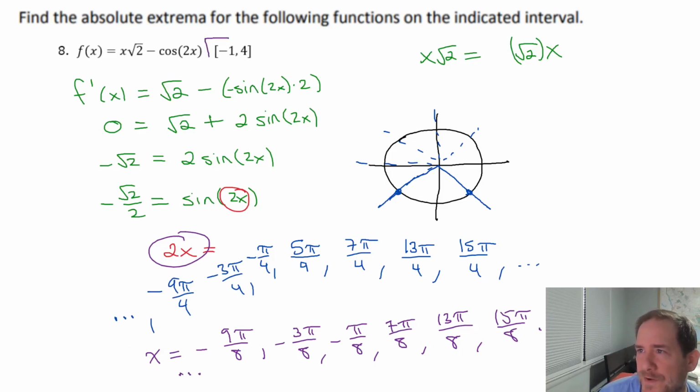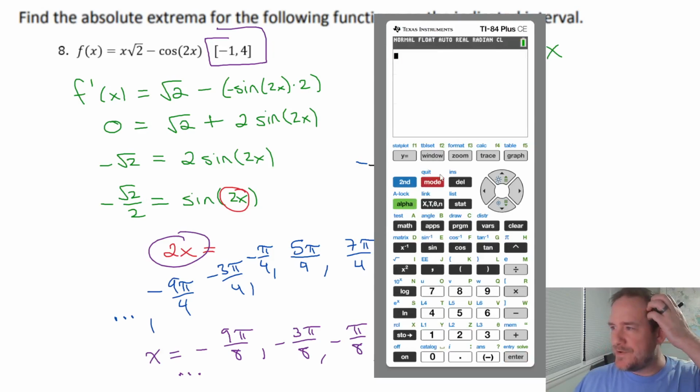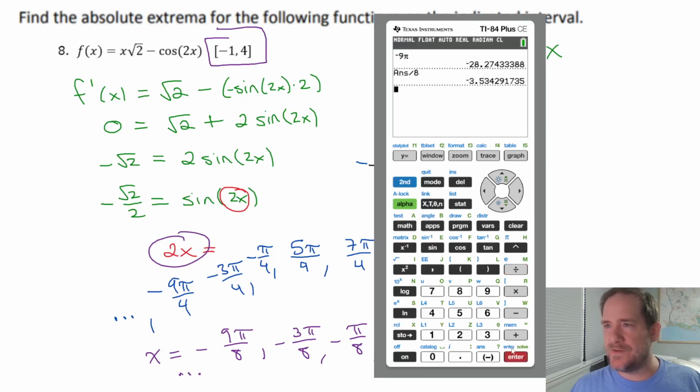Now I only want the ones that live between 1 and 4, right? And so where would that be? Well, this is 3 divided by 8. That's definitely less than 1. Well, greater than -1 technically. But use your calculator. We can just look and see where these guys fall. So -9 pi divided by 8. Hopefully that's pretty obviously way less than 1 to you. That's like -3-ish. So that guy's out.